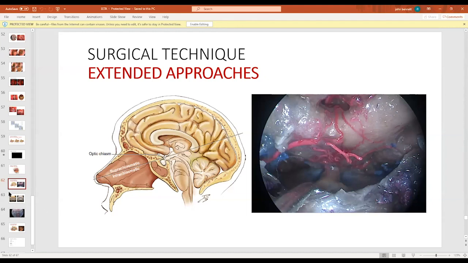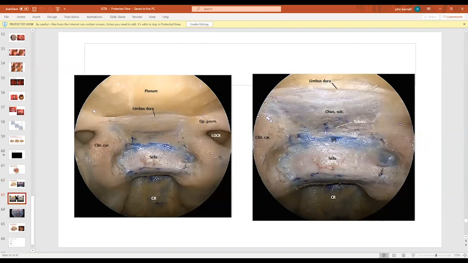Okay, so again, this is an overview to help you understand where the sella is. Above the sella, you have the intercavernous sinus in blue. Let's focus on the picture on the right. The intercavernous sinus sometimes bleeds a lot.